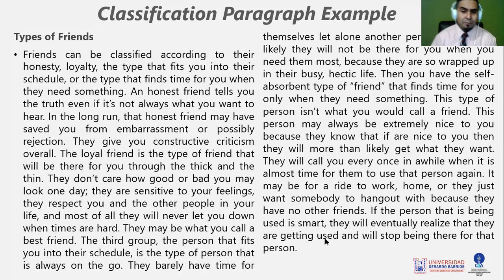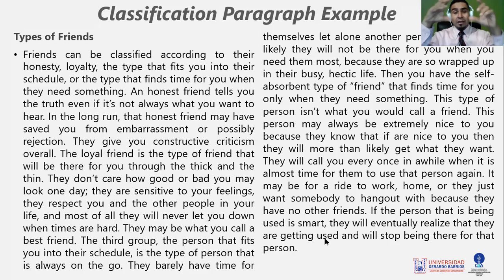Okay, so as a feedback, we have classified this according to their honesty. These are the kinds of friends or the types of friends: honesty, loyalty, the type that fits you into the schedule, or the type that finds time for you when they need something. These are the four categories, the four types of friends.